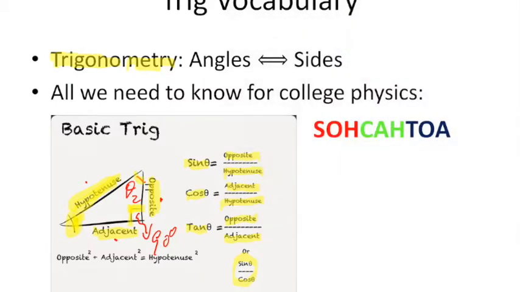There is another theorem aside from the definitions of sine theta, cosine theta, and tangent theta that we need to know, and we call it the Pythagorean theorem. The Pythagorean theorem states that opposite side squared plus adjacent side squared equals hypotenuse squared.